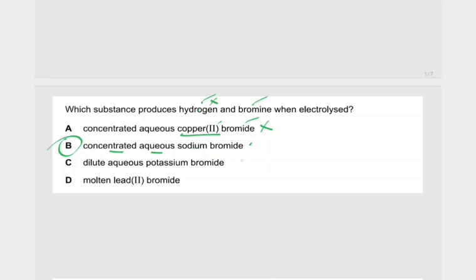Dilute aqueous potassium bromide, since it is dilute, will produce oxygen instead of bromine. Molten lead bromide will produce lead metal and bromine gas.